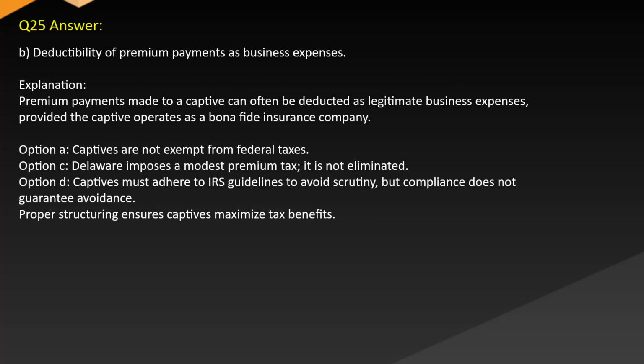Answer: B, deductibility of premium payments as business expenses. Explanation: premium payments made to a captive can often be deducted as legitimate business expenses provided the captive operates as a bona fide insurance company. Option A: captives are not exempt from federal taxes. Option C: Delaware imposes a modest premium tax. It is not eliminated. Option D: captives must adhere to IRS guidelines to avoid scrutiny, but compliance does not guarantee avoidance. Proper structuring ensures captives maximize tax benefits.